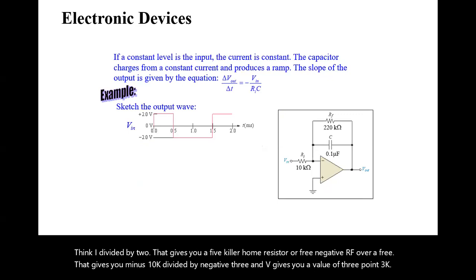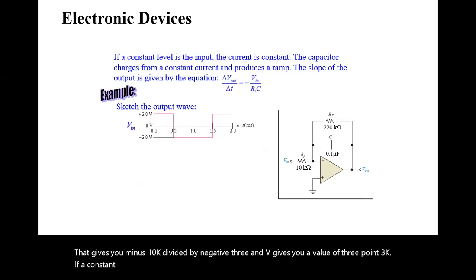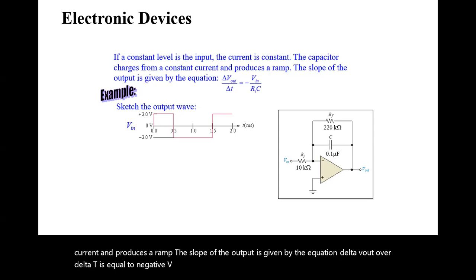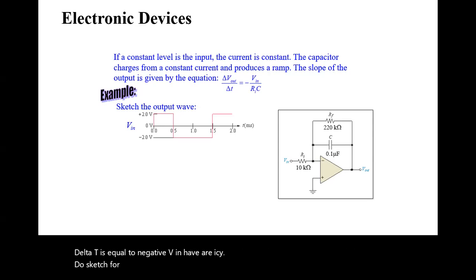If a constant level is the input, the current is constant. The capacitor charges from a constant current and produces a ramp. The slope of the output is given by the equation delta V out over delta T is equal to negative V in over RIC. To sketch the output waveform, you can see the input waveform goes from 0 to plus 2 volts to negative 2 volts.